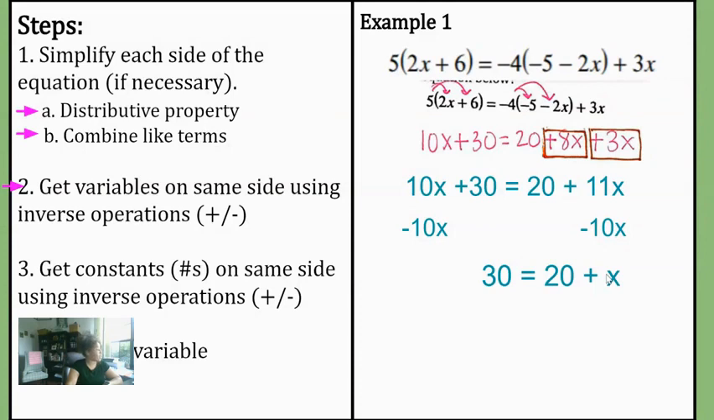Okay? Then we subtract 20 from both sides, so we get the constants on the same side. And then we have x equals 10, and that is your answer. Okay? So the only thing different from pre-algebra to algebra 1 is distributive property. That's it.